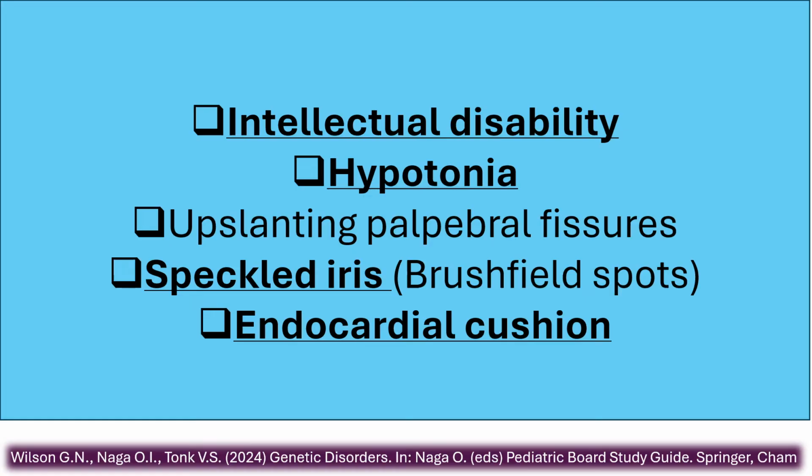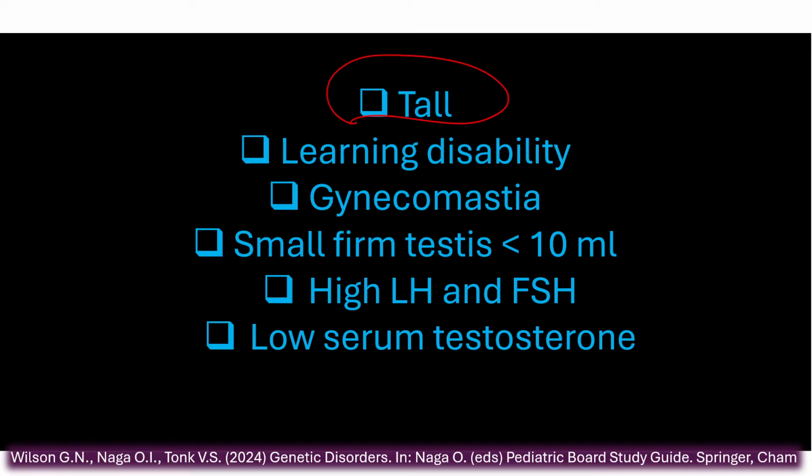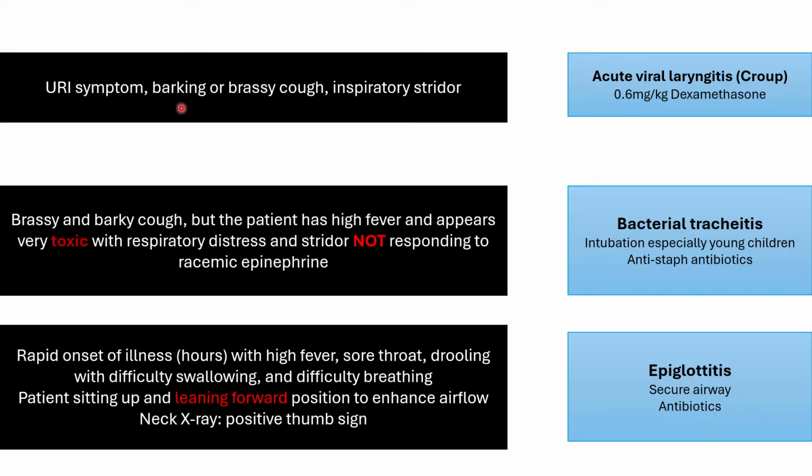Genetic disorders. Intellectual disability, hypotonia, upslanting palpebral fissures, speckled iris or Brushfield spots, endocardial cushion defect: Down syndrome. An adolescent who is tall with learning disability, gynecomastia, small firm testes, high LH and FSH and low serum testosterone: Klinefelter syndrome. Pulmonology. Upper respiratory symptoms, barking or brassy cough and respiratory stridor is acute viral laryngitis or croup.